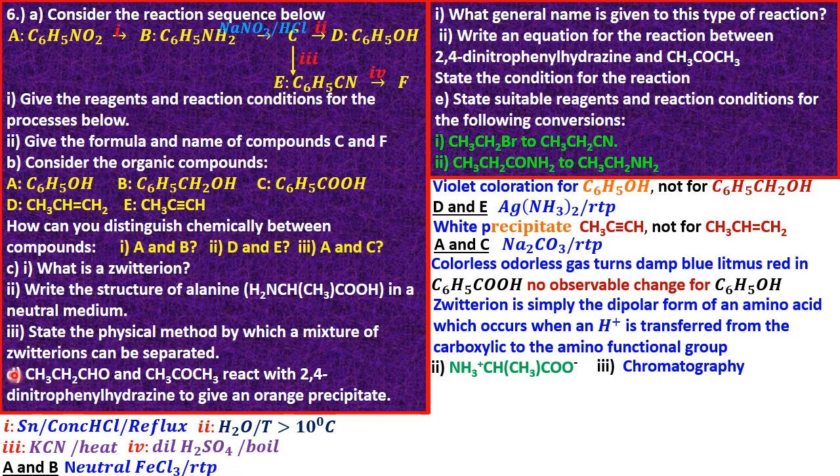Then the next part is saying that CH2, that's this, we have this compound, that's an aldehyde, right? Then this ketone reacts with 2,4-dinitrophenylhydrazine to give an orange precipitate.